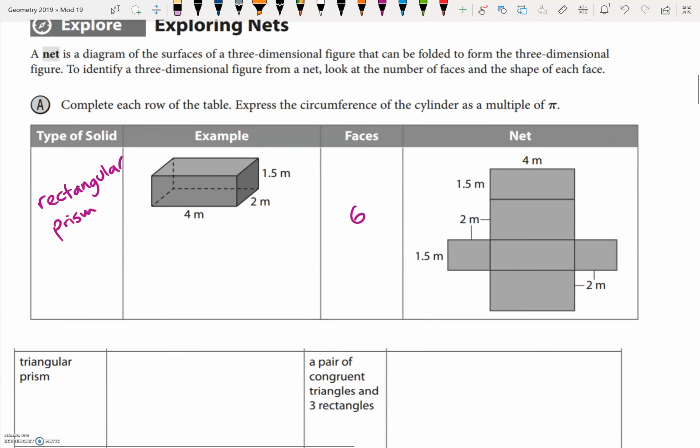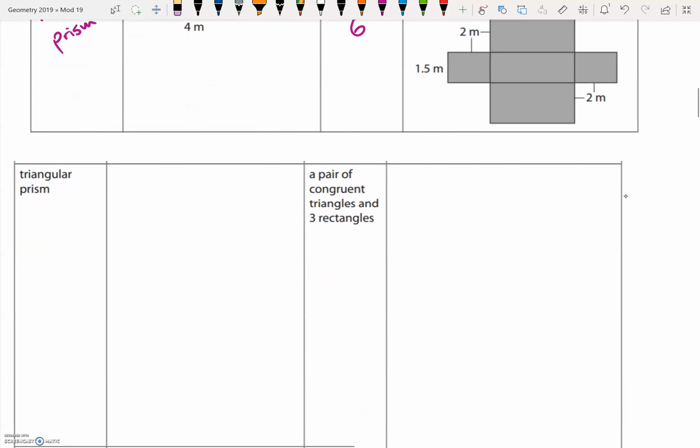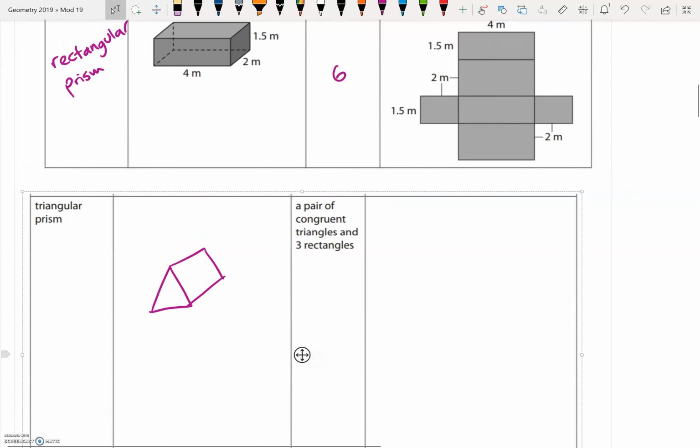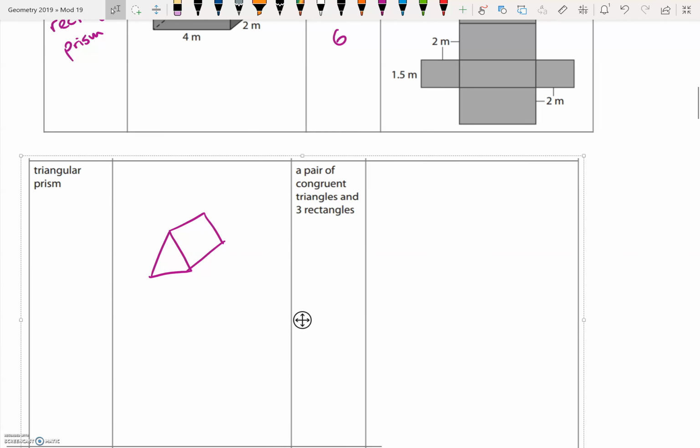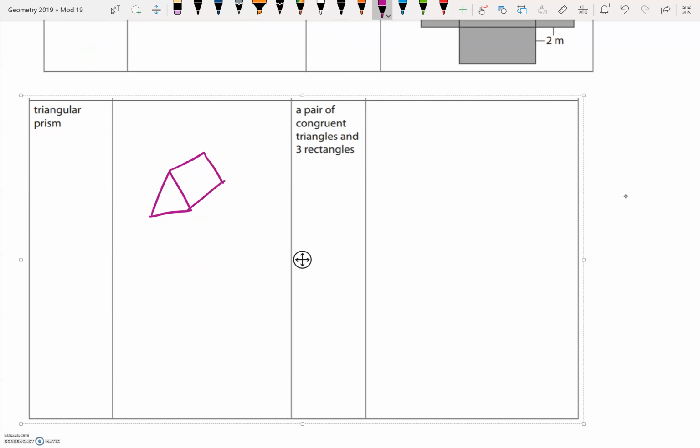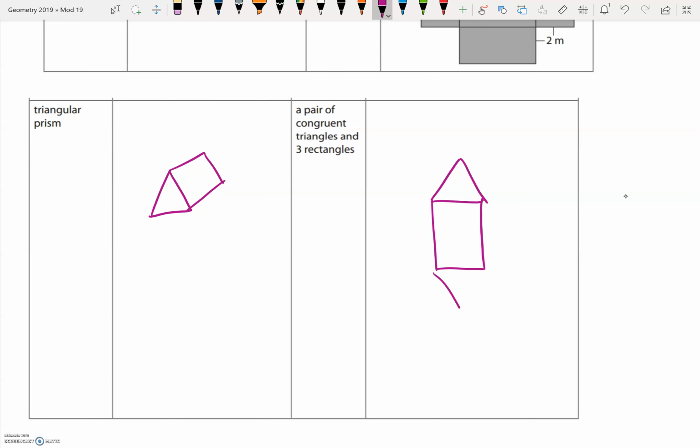The next one we have is a triangular prism. Start off with a triangle. We'll extend the sides there, making some sort of tent. I guess we're supposed to say what type of faces there are. And then we're going to go ahead and draw out what a triangular prism looks like unfolded. We've got our 2 sides of our triangle, and we've got a total of 3 other rectangles.